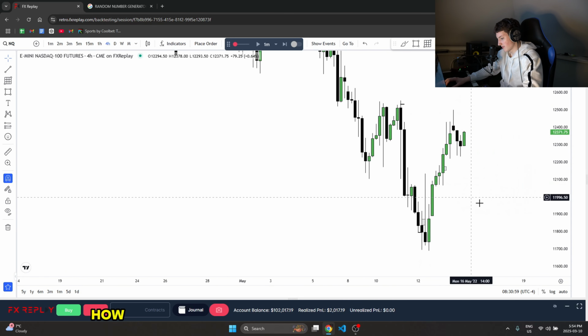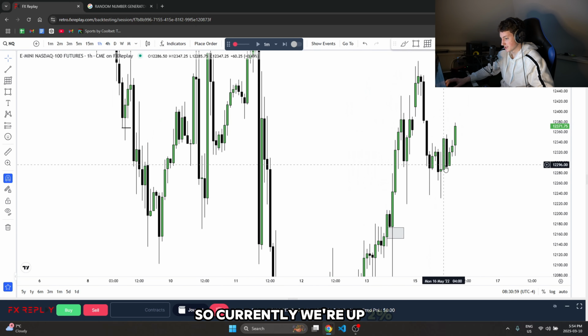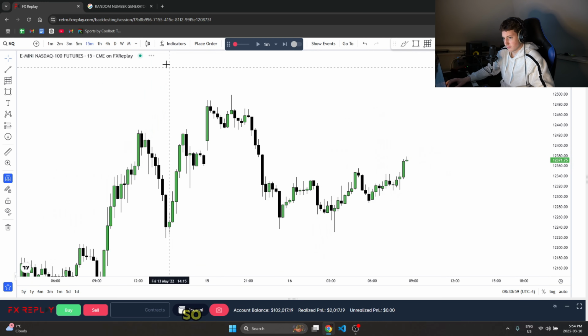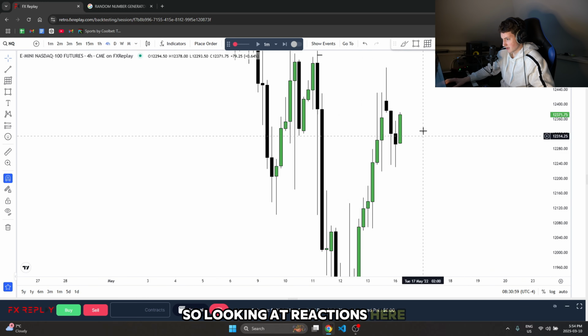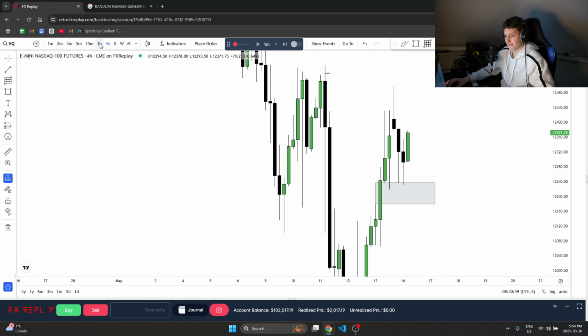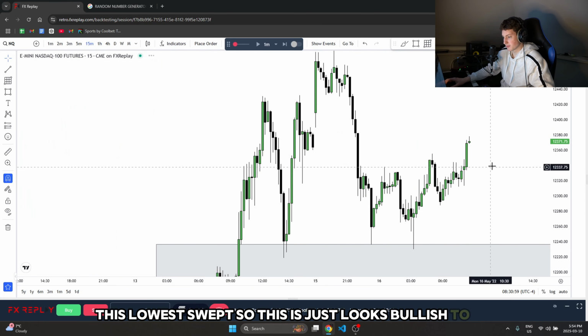All right, so we're going to next day open. Let's see how far we can run this account in the month of May. So currently we're up 2%. So looking at reactions here, this 4-hour gap was indeed tagged. I like that. This low was swept, so this just looks bullish to me.